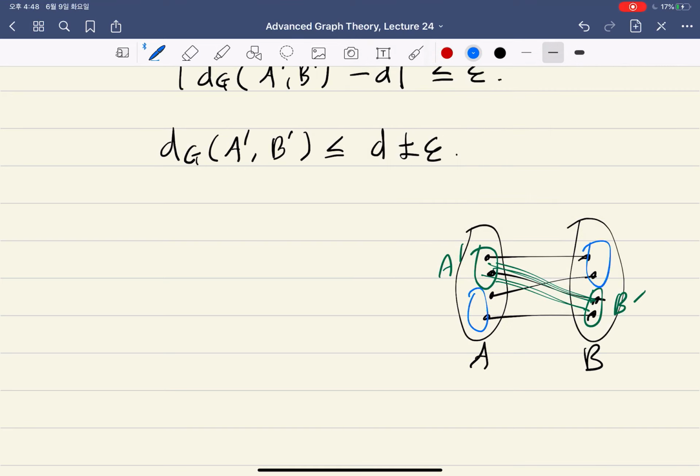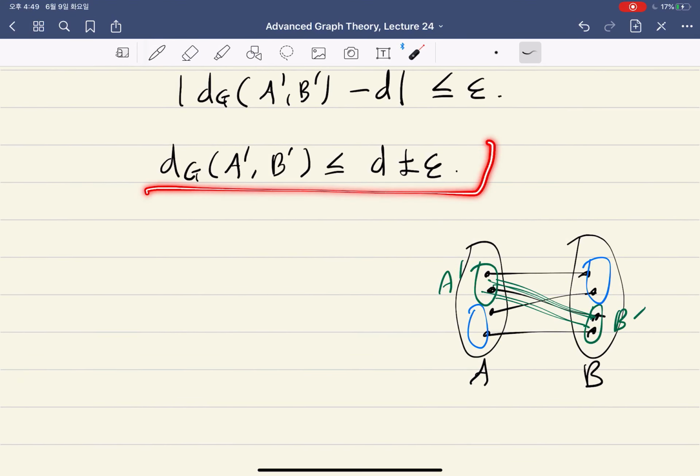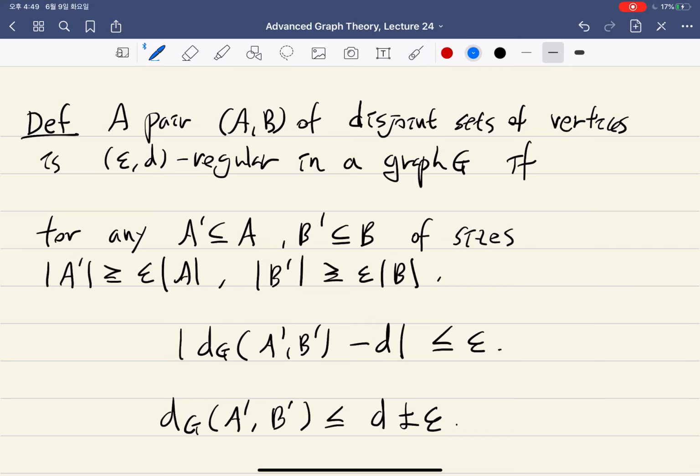For other sets, we also expect that if the edges are well distributed or randomly distributed, the number of edges here has a similar distribution as the number of edges here. So if they have a similar distribution, the density must be close. So for whatever small sets A prime, B prime, as long as they are not too small, their density is close to D, and closeness is measured by epsilon. If this holds, then we say this is epsilon D regular.